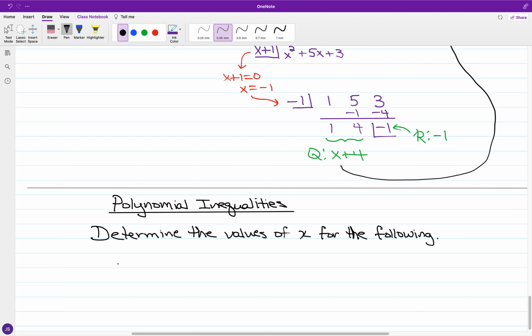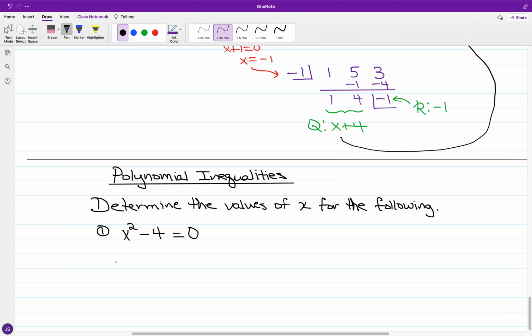Now I'm just going to use 3 cases here, working with the same polynomial function. Okay, we'll say we have x squared minus 4 is equal to 0, and where inequalities come in, this would be like your less than, greater than, less than or equal to, greater than or equal to statements.